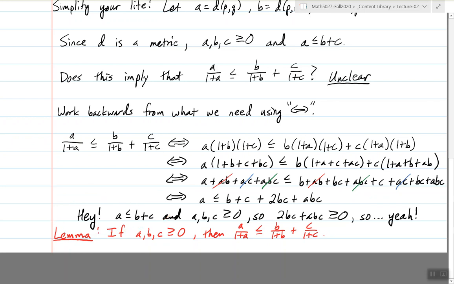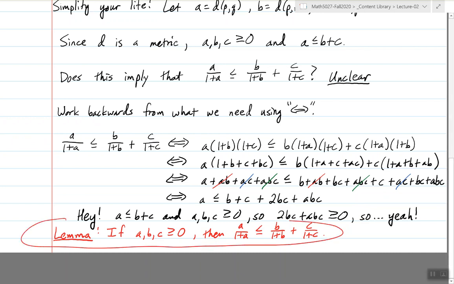And if A is less than or equal to B plus C, and A, B, and C are all greater than or equal to 0, then if I add something that's greater than or equal to 0 to this other side, I can only make it larger. So yeah, this is true. This follows from the fact that A is less than or equal to B plus C, and A, B, and C are all non-negative numbers, which means that 2BC plus ABC is something that's greater than or equal to 0. So that inequality follows.